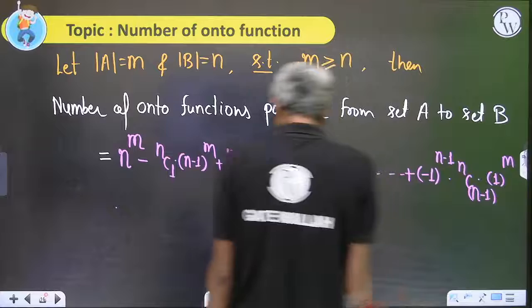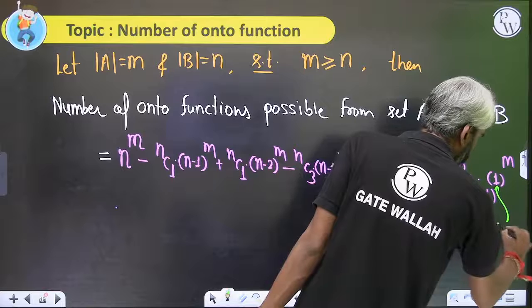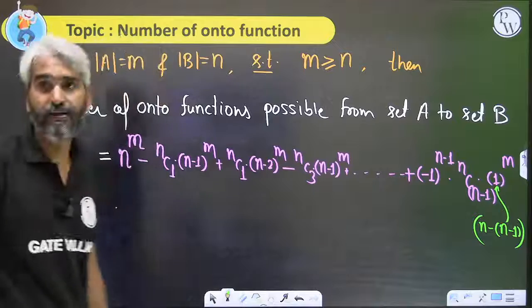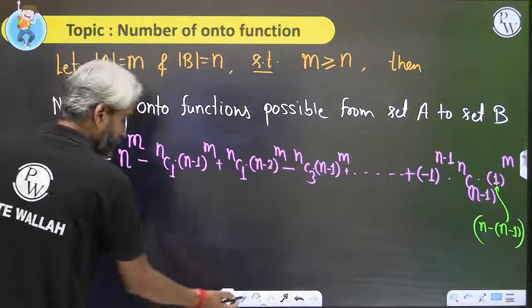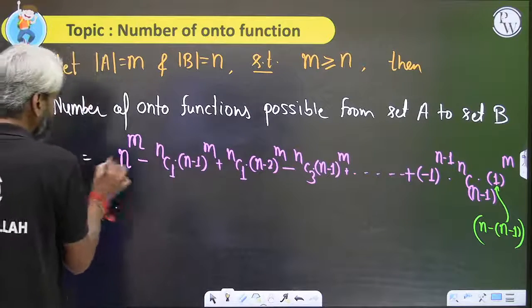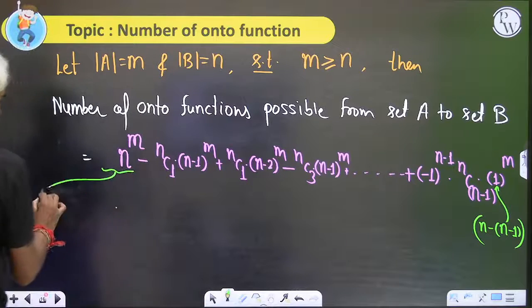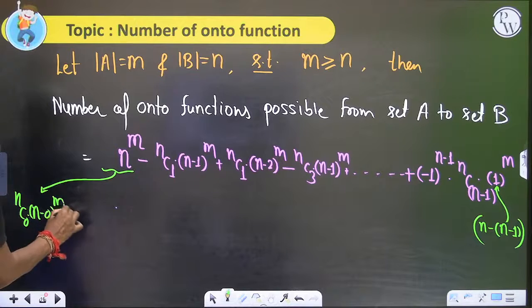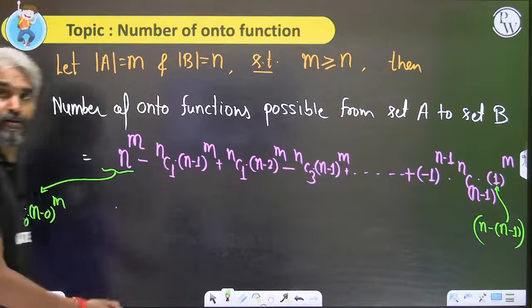So how does this 1 appear? This 1 is actually nothing but n minus (n minus 1). What will be the value of n minus (n minus 1)? It will be nothing but 1. So this will be the formula. Before this, you can also think of n raised to the power m as nC0 into (n minus 0) raised to the power m, because nC0 will be 1. So 1 into n raised to the power m is the same as n raised to the power m.